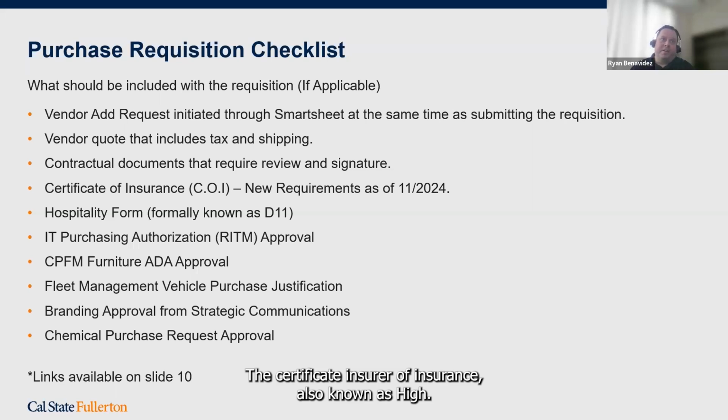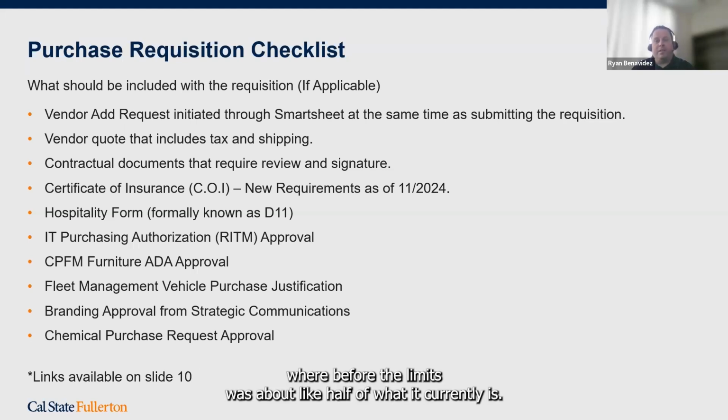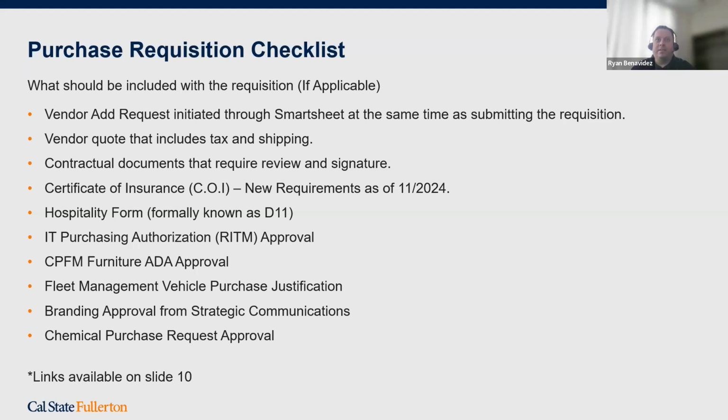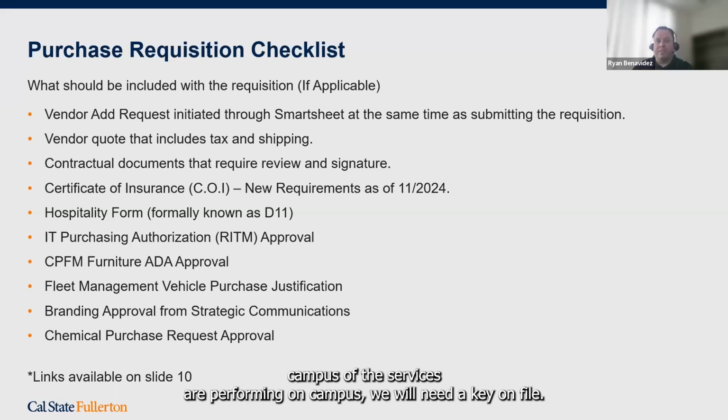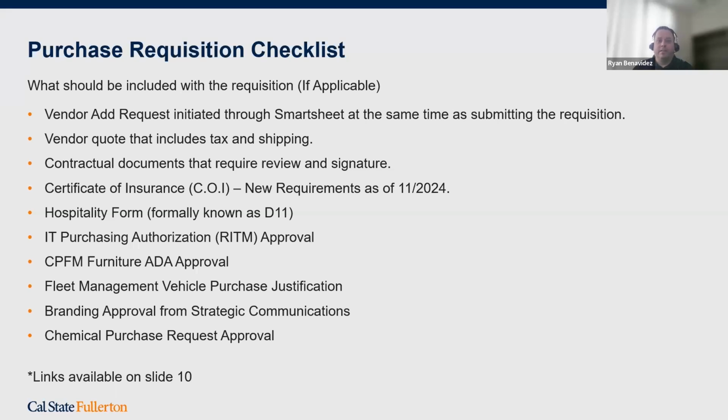The certificate of insurance, also known as COI. We now have new requirements as of November of this last year, where before the limits was about like half of what it currently is. So just keep in mind, if the vendor is coming to campus, the services are performed on campus, we will need a COI on file.